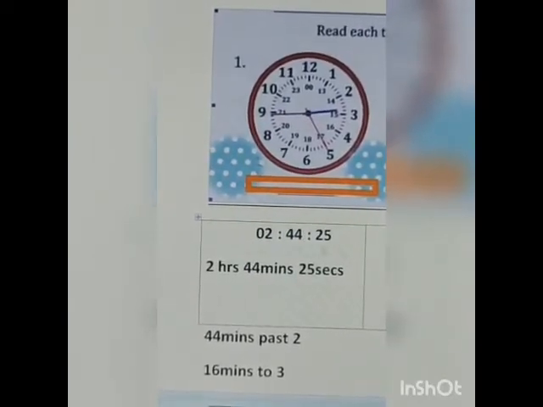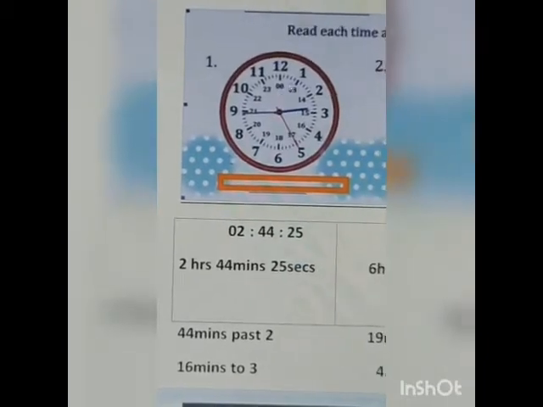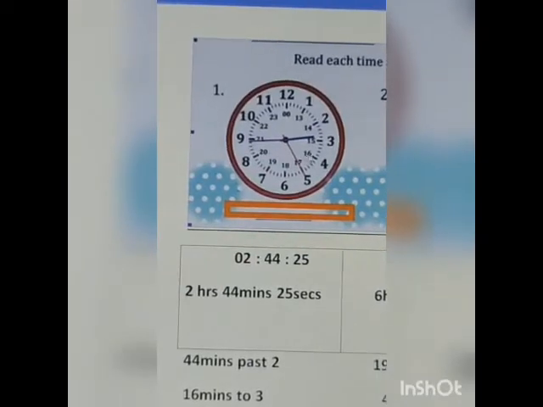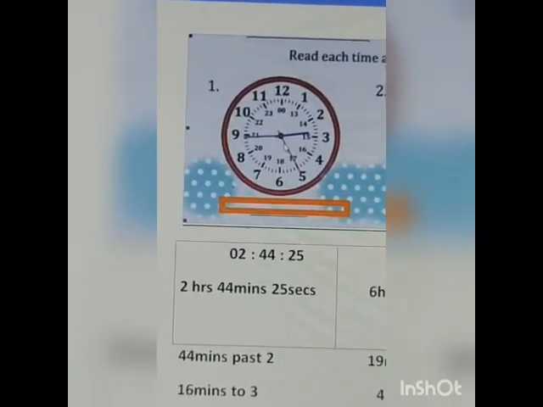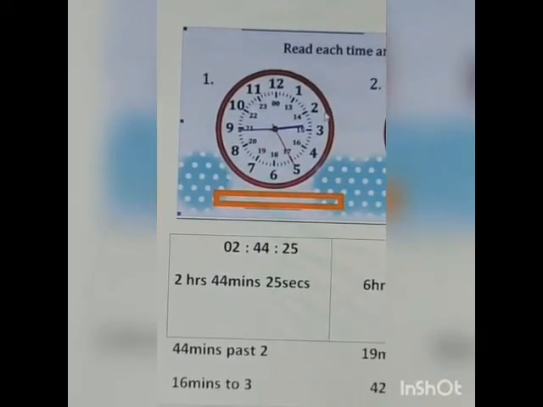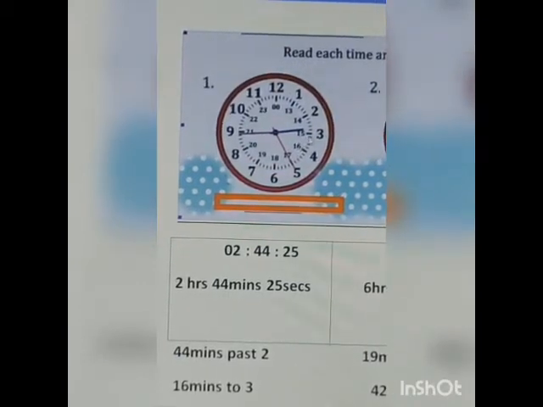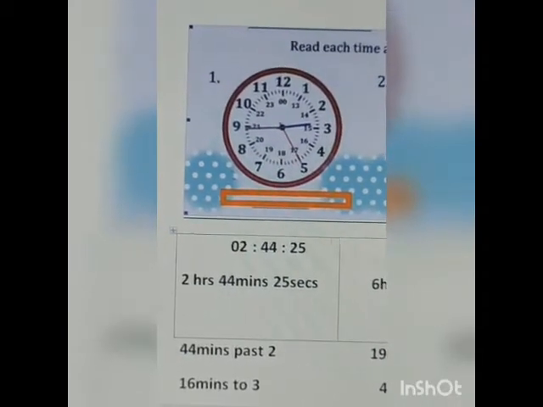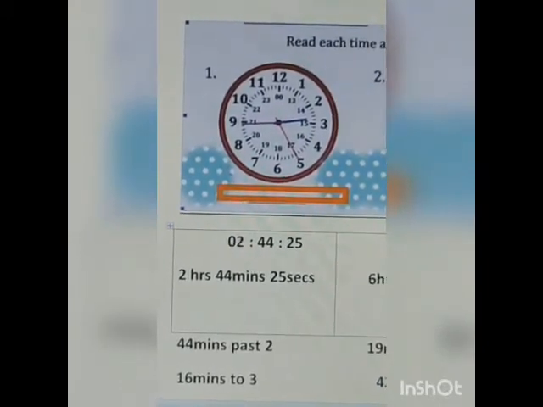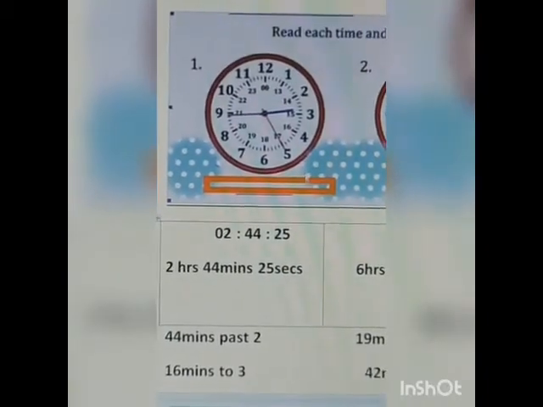If you want to write this in words, how do you read this clock? Only hour and minute. Just ignore the second hand. Look at the hour and minute hands. So we can read it: we will read it as 44 minutes past 2.